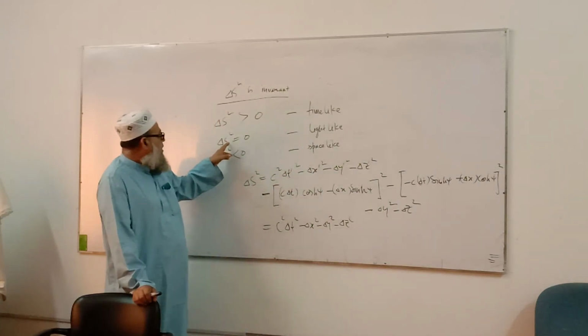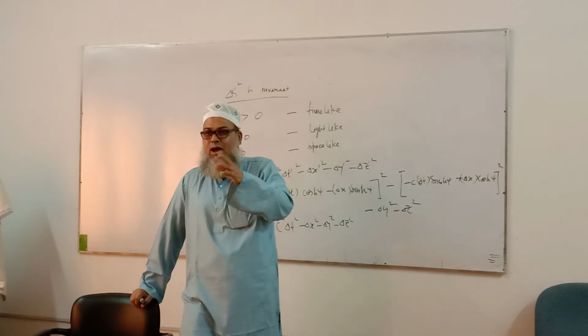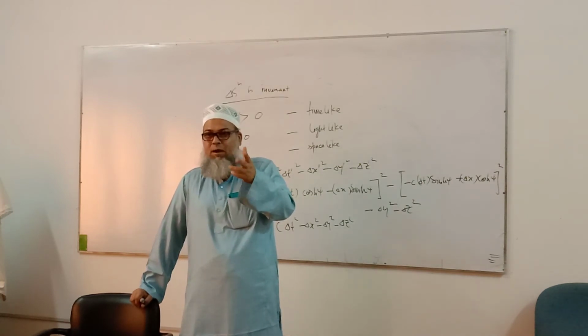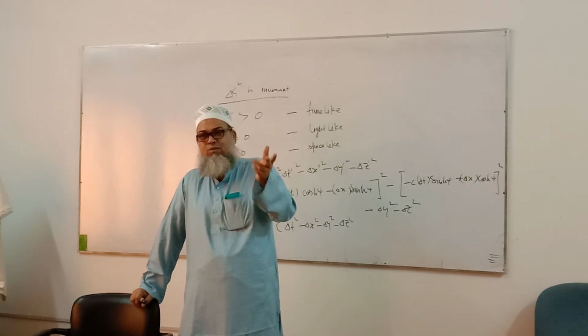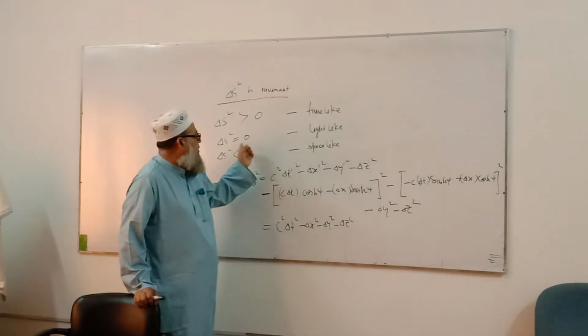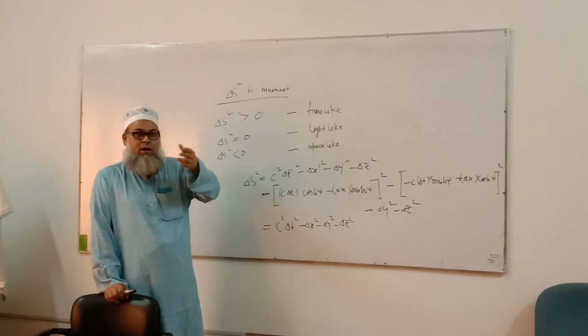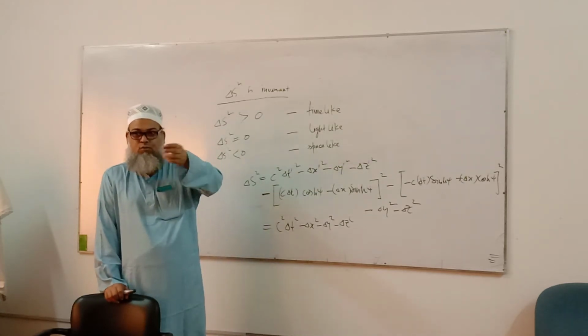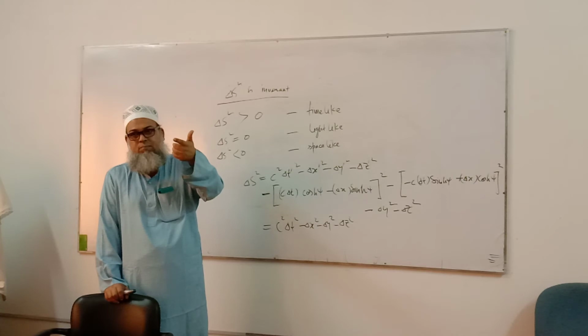If del s squared is 0, this is light-like. That means there is no difference between the two events. This can be true only for light, because light moves with velocity c, and c is preserved in all inertial frames. So this is light-like, del s squared equals 0. If a photon moves, then the interval between two events of that photon is 0.